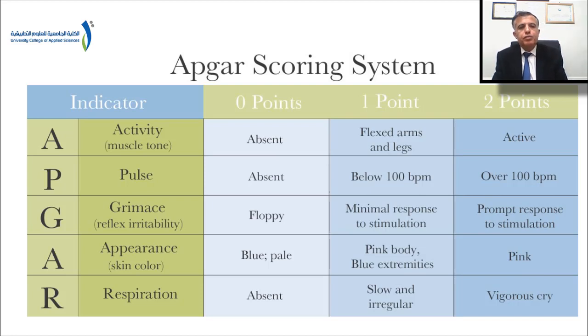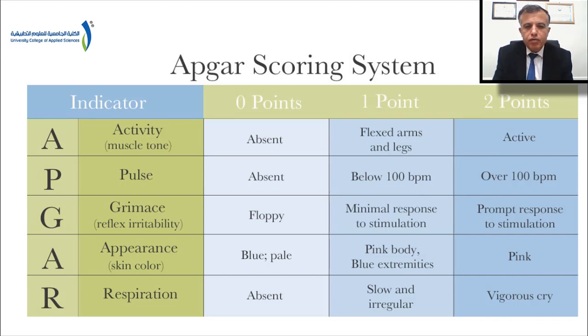For the reflexive irritability, here we talk about the CNS adjustment. If the child is completely floppy, no reflexive irritability, an inactive baby, the point will be 0. With minimal response to stimulation, we can give him 1 point. With strong responses, reflexes, or with vigorous crying, we can give him 2 points.